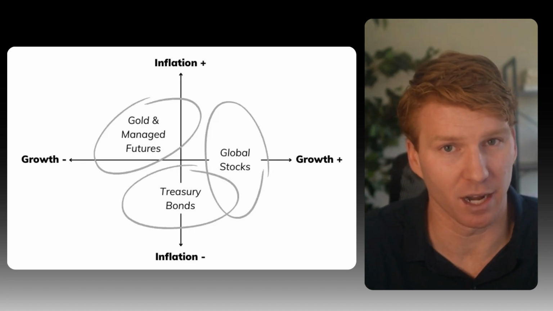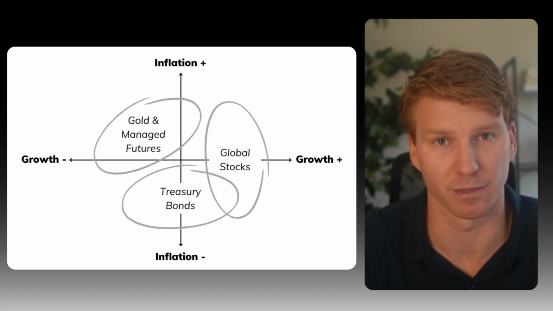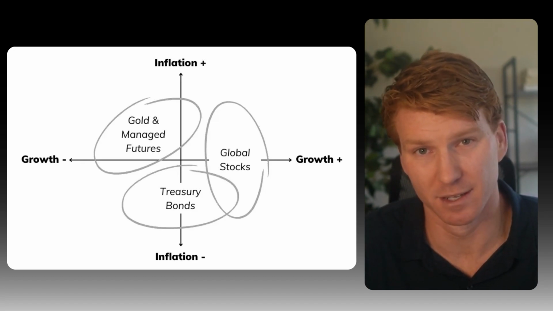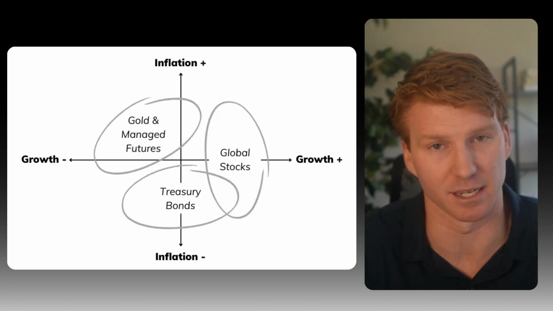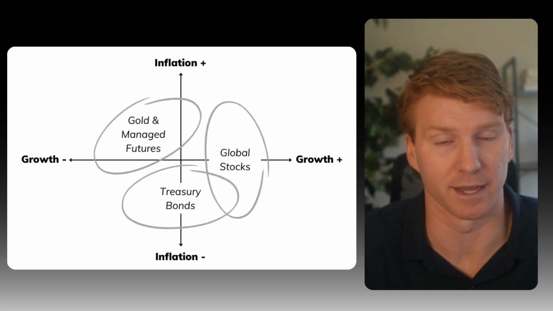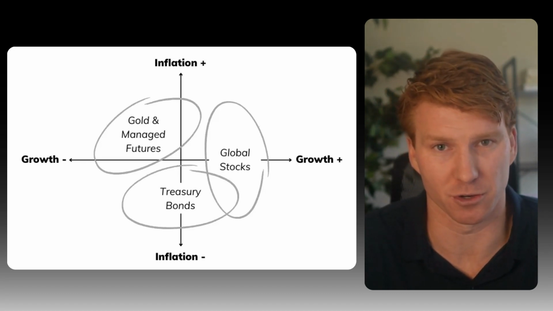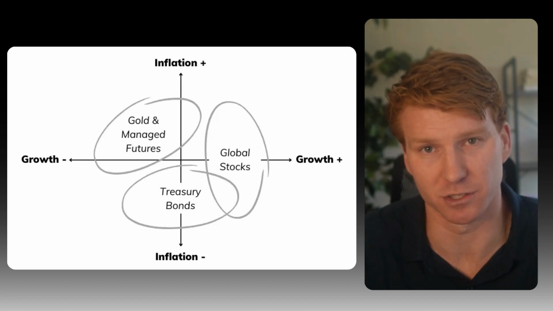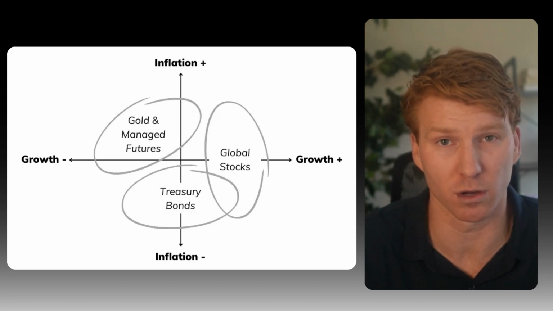Major economic environments can broadly be categorized based on changes in economic growth and inflation. Stocks tend to perform well in periods of above expected economic growth. Treasury bonds tend to perform well when growth and inflation come in below expectations. And certain alternatives like gold and managed futures have tended to perform well during inflation shocks or prolonged bouts of inflation.